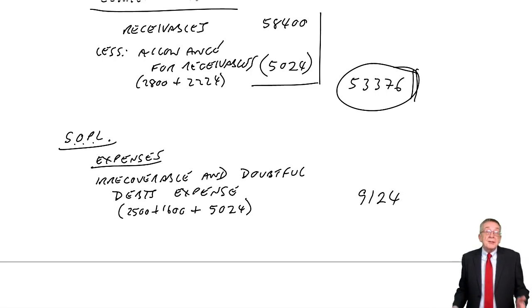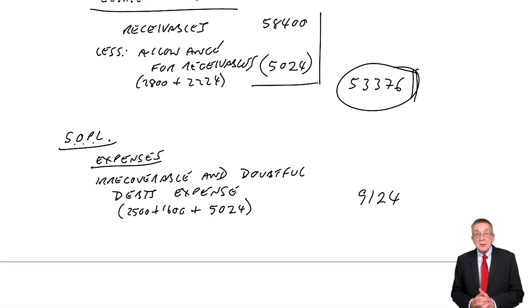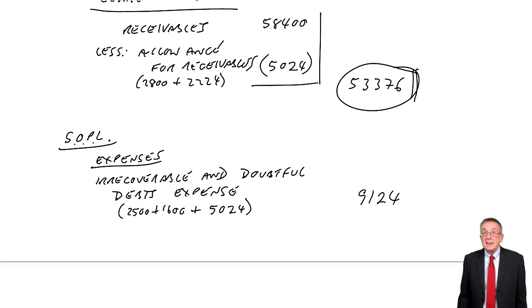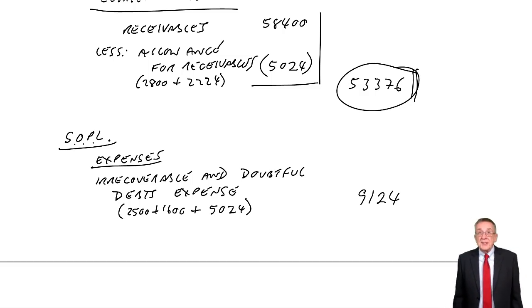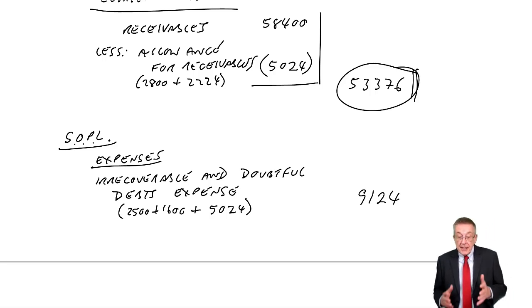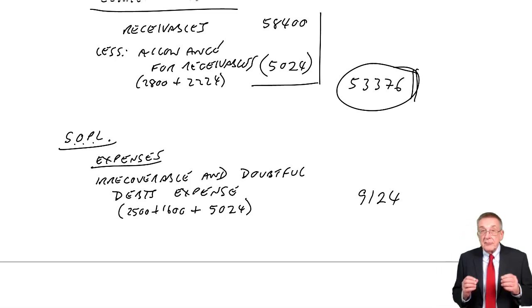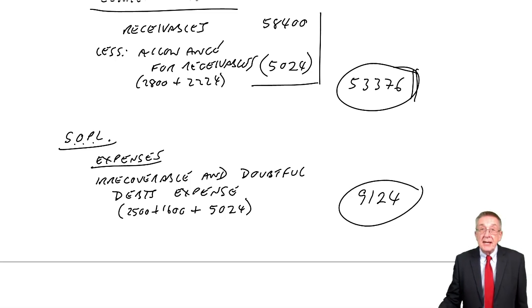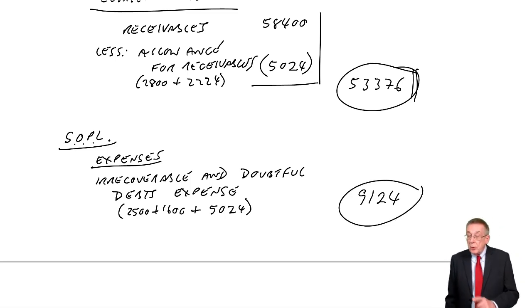Now, in fact, some businesses would show two separate expenses: irrecoverable debts expense, doubtful debts expense. You'll see later that becomes very messy. There's no need to. In exams, we don't. In exams, just one expense, the total cost of both the irrecoverable and the doubtful. But there we are. There's the presentation. That's the important bit for the exam.